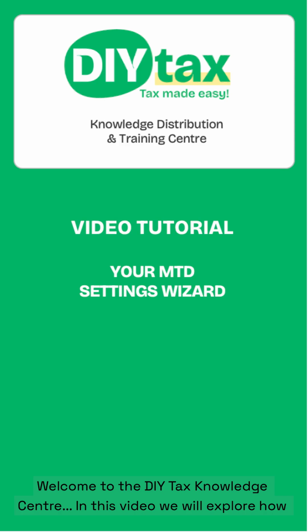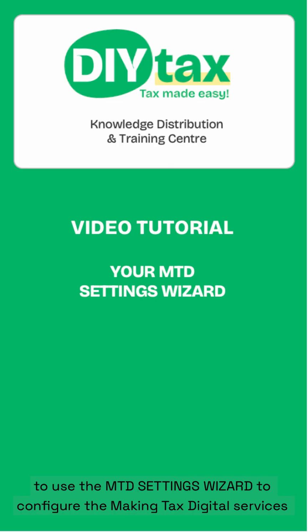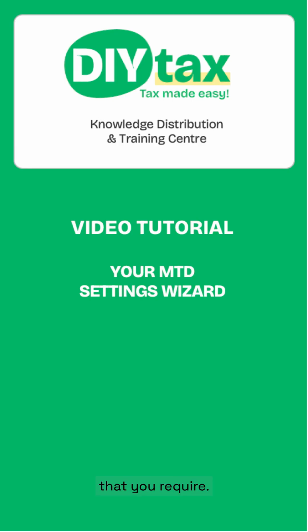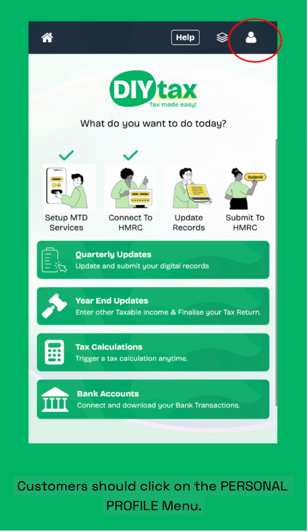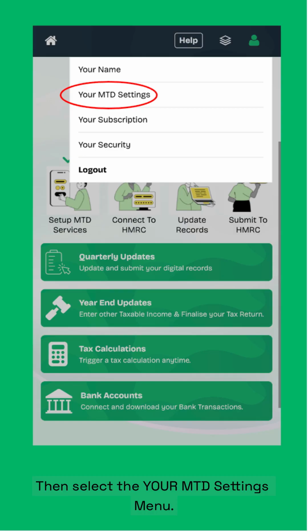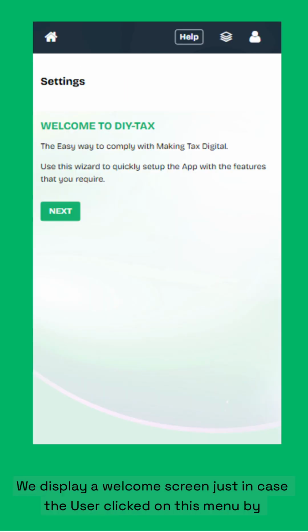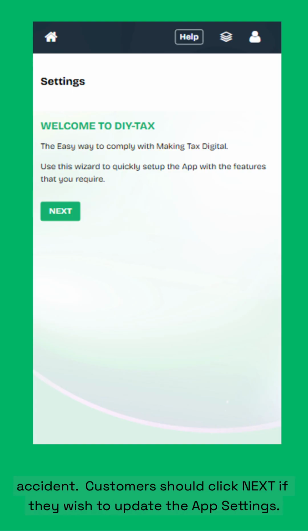In this video we will explore how to use the MTD Settings wizard to configure the Making Tax Digital services that you require. Customers should click on the Personal Profile menu, then select the Your MTD Settings menu. We display a welcome screen just in case the user clicked on this menu by accident. Customers should click Next if they wish to update the app settings.